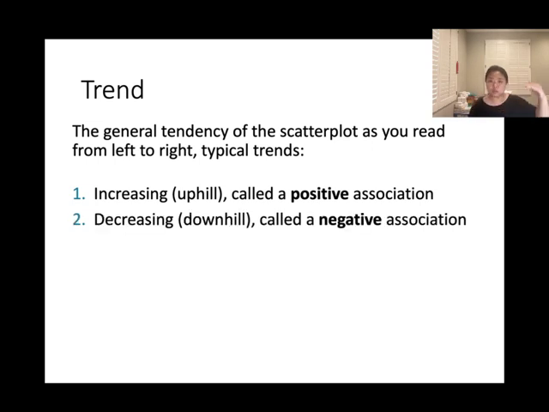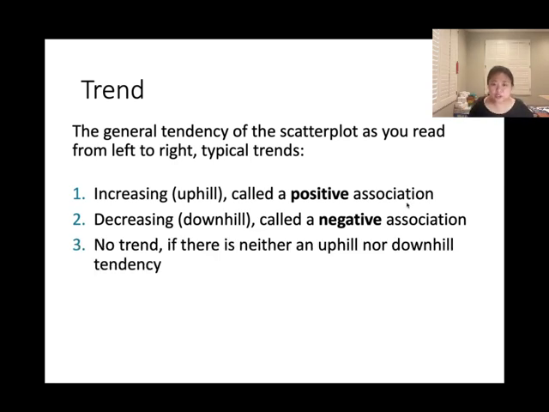Decreasing, the downhill. The scatterplot is going down this way. This is called a negative association. Okay? No trend, if there is neither an uphill nor downhill tendency. For number three, we say that there is no linear association between these two variables.